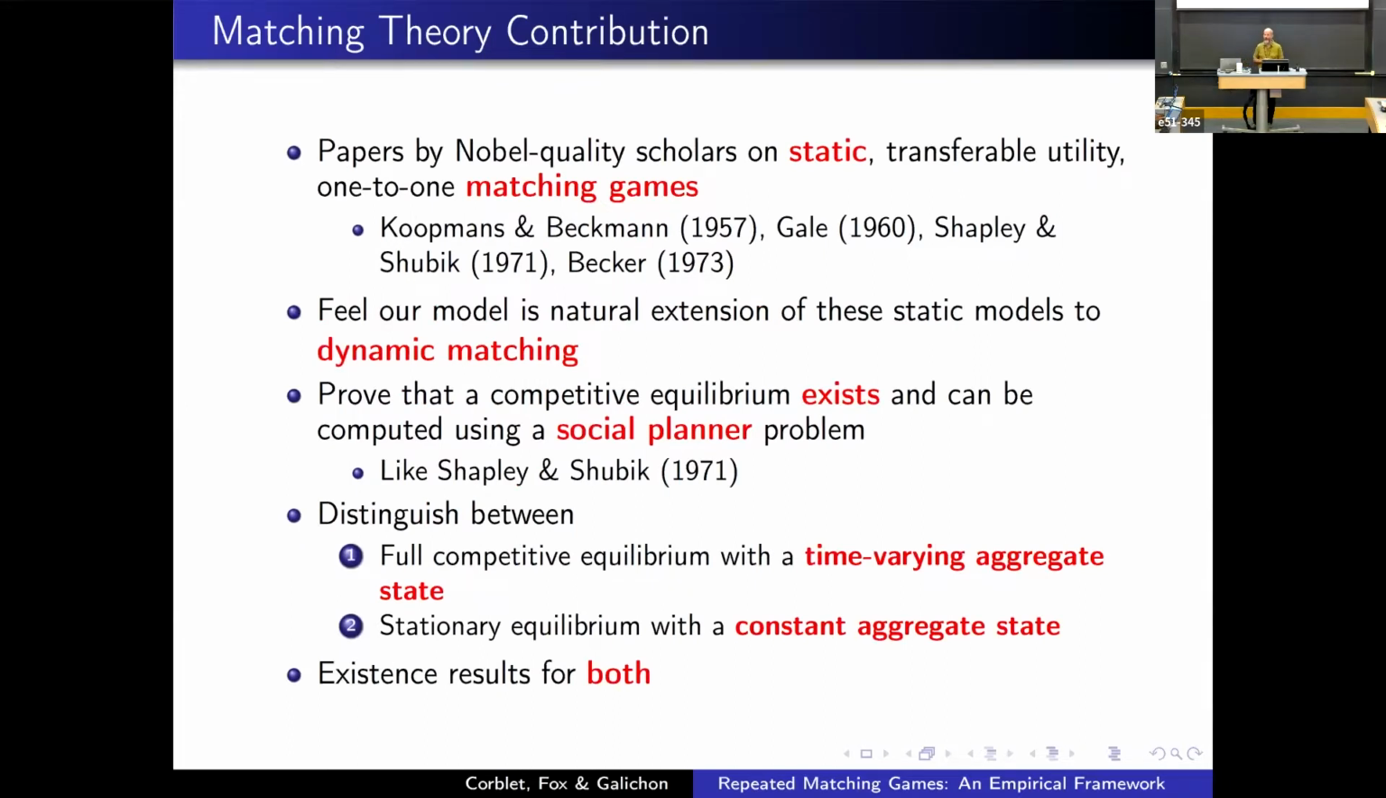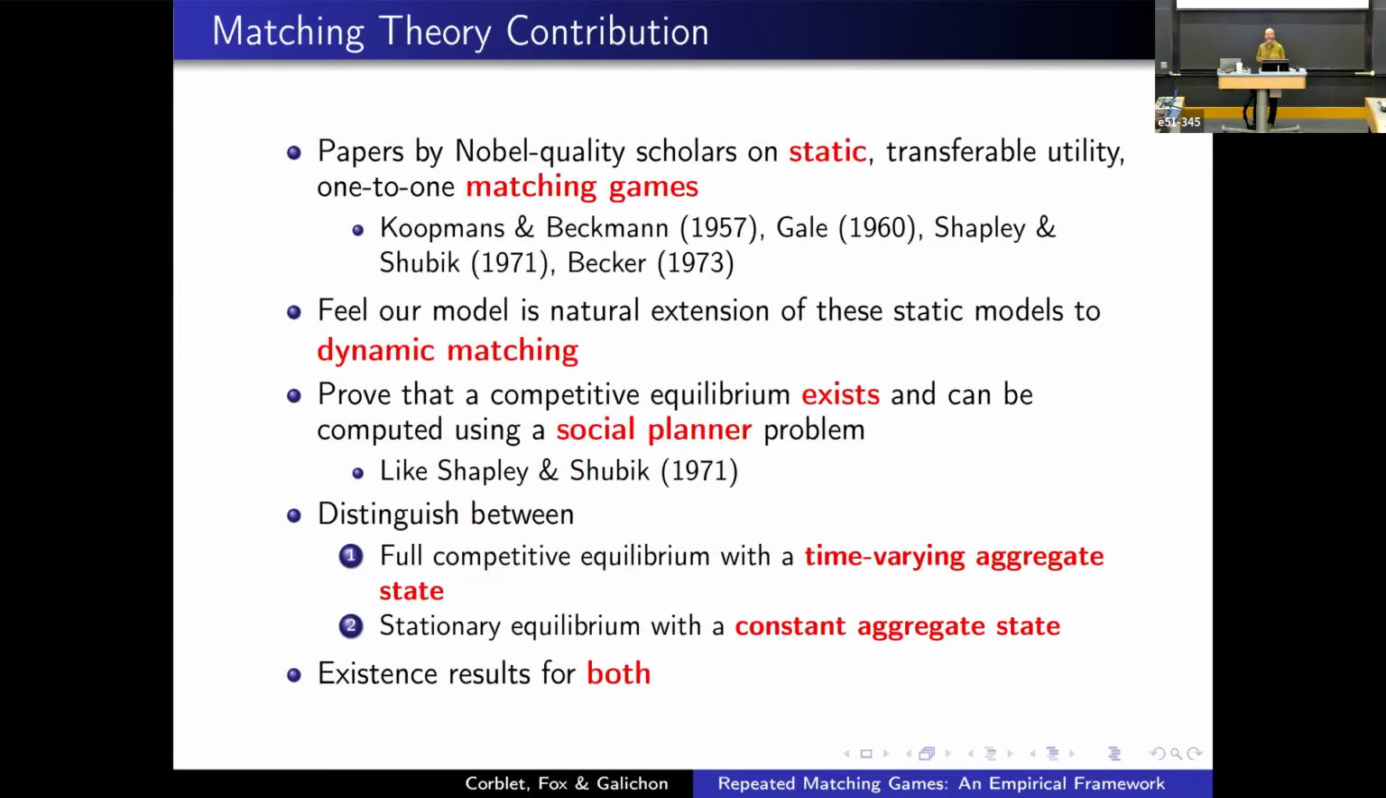Okay, so we have these influential papers. All these people won Nobel Prizes. Many other people have contributed to this literature on static transfer utility matching games. And our goal is to try to extend these to dynamic matching models. So we'll prove that a competitive equilibrium exists and can be computed using a social planner problem. This is very analogous to one of the main results of Shapley-Shubik.